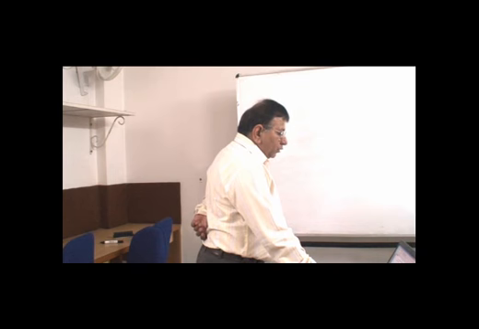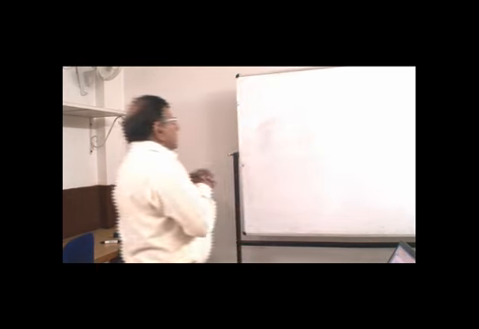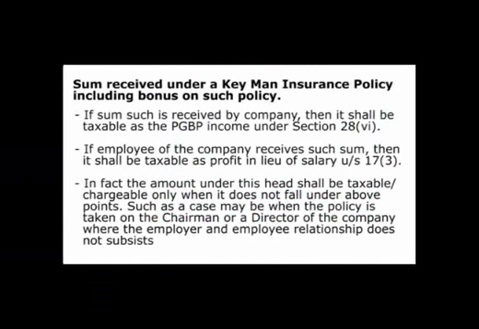Now we will switch over to the next type of income. We will try to learn what the provisions of the Act are for the treatment of such income. The next income is the amount or sum which is received under a Keyman Insurance Policy, including bonus on such policy. Now the treatment of such income can be discussed as under: if the amount is received by a company, then it shall be taxable as profits and gains of business or profession, and that would be chargeable under section 28, meaning it will be deemed to be business income.